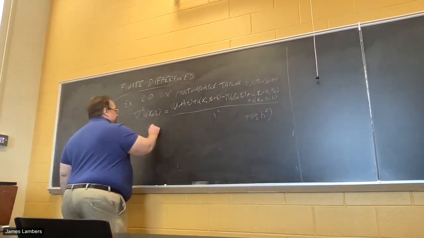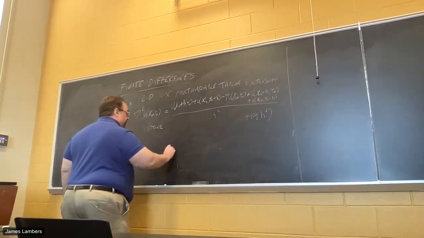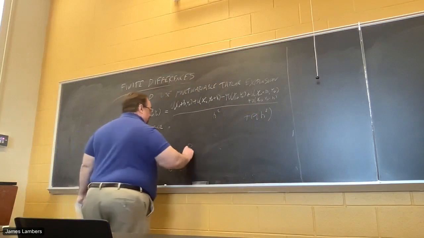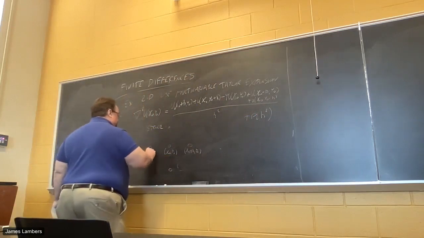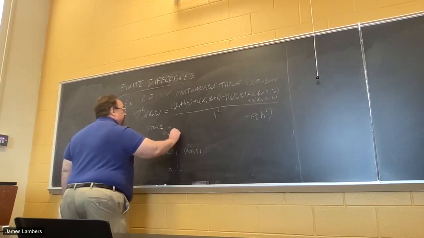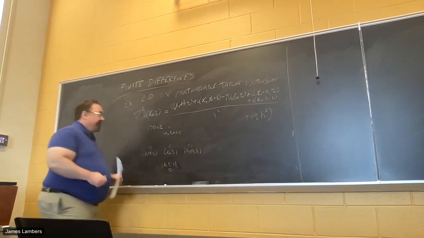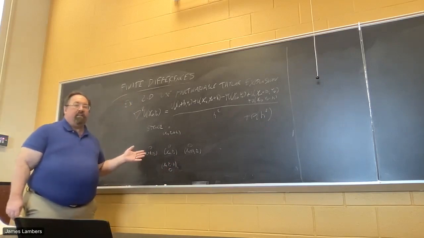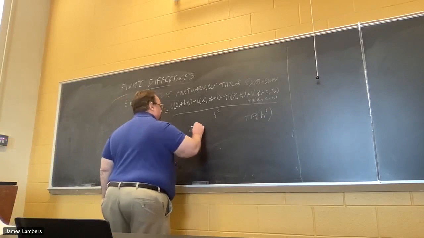If you're drawing a stencil, this is the point x naught, y naught. Then I use its north, south, east, and west neighbors. This is x naught plus h, y naught to the east, x naught minus h, y naught to the west, x naught, y naught plus h to the north, x naught, y naught minus h to the south. But there are other ways of approximating higher derivatives like a Laplacian using different arrangements of points. This is called the 5-point stencil.